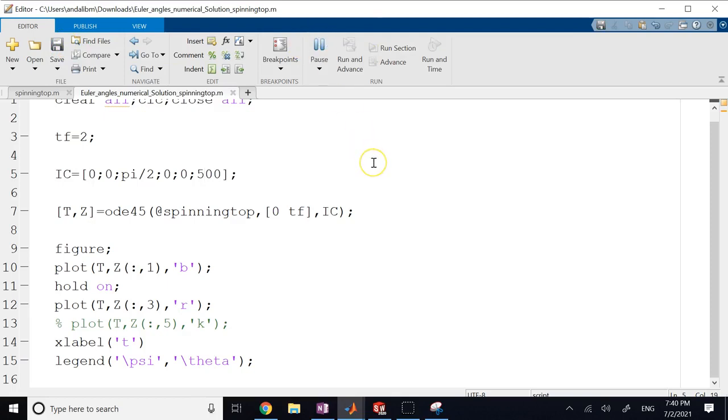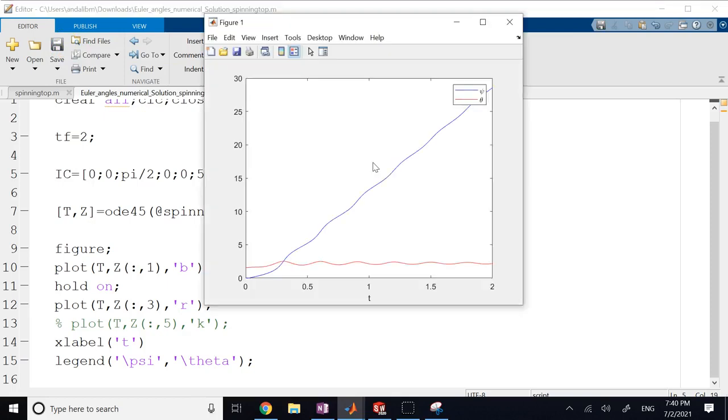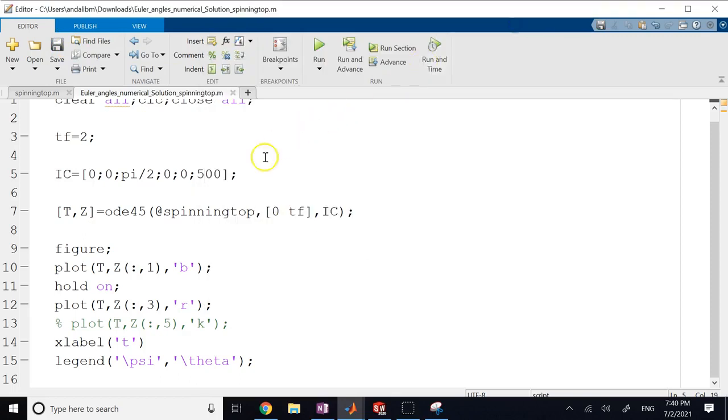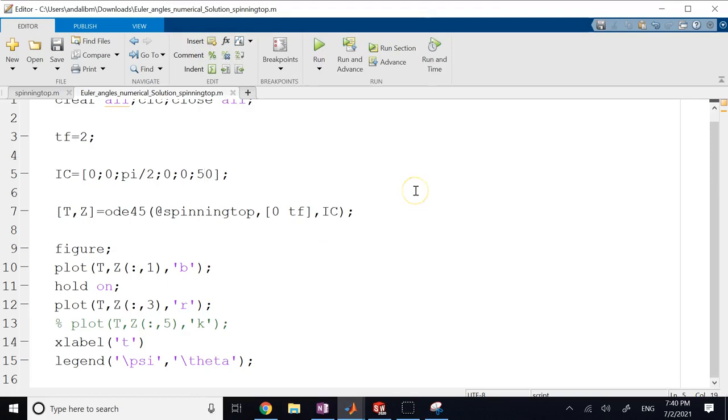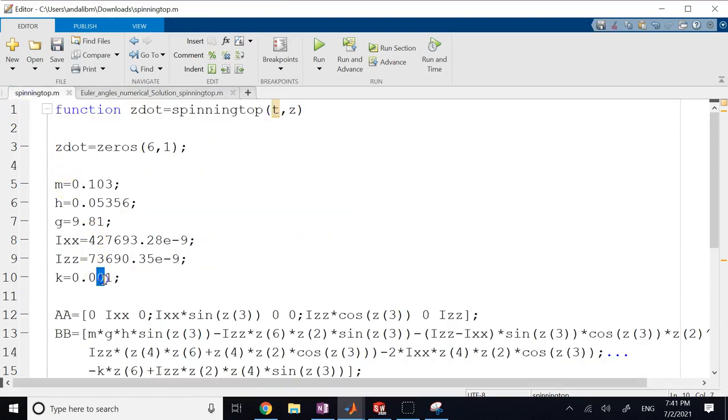If you're not rotating so fast, then the friction can show its effect a lot more, as you can see here. Or if I add one more zero, there we go. If you really want to keep the nutation angle constant and the precession uniformly increasing, what you need is a huge RPM. You have to spin it very fast and you have to minimize the friction.